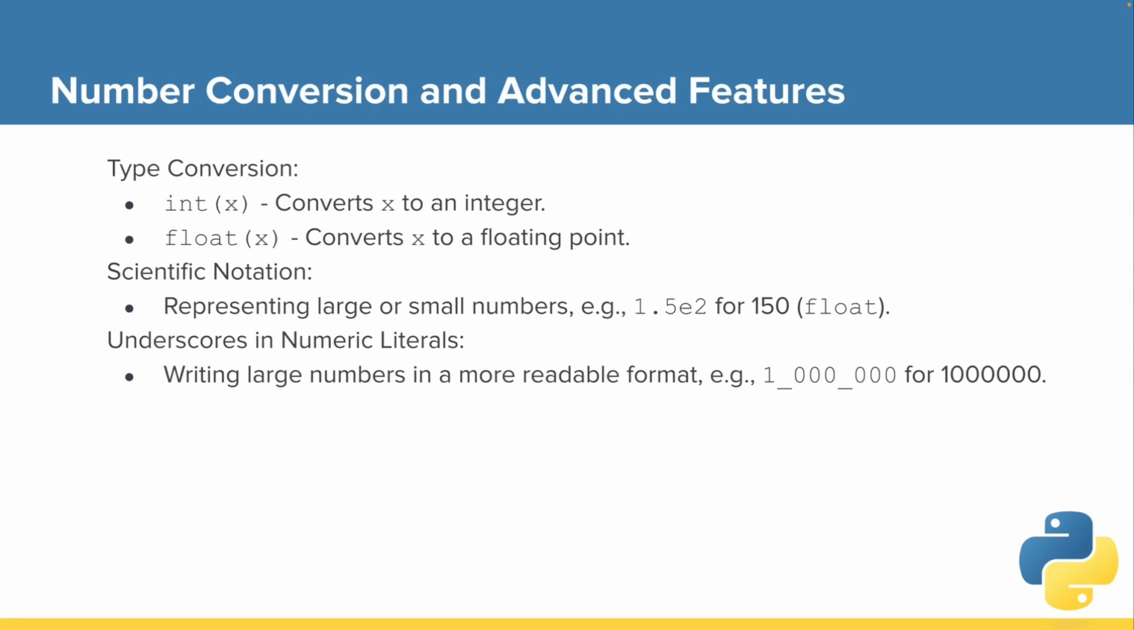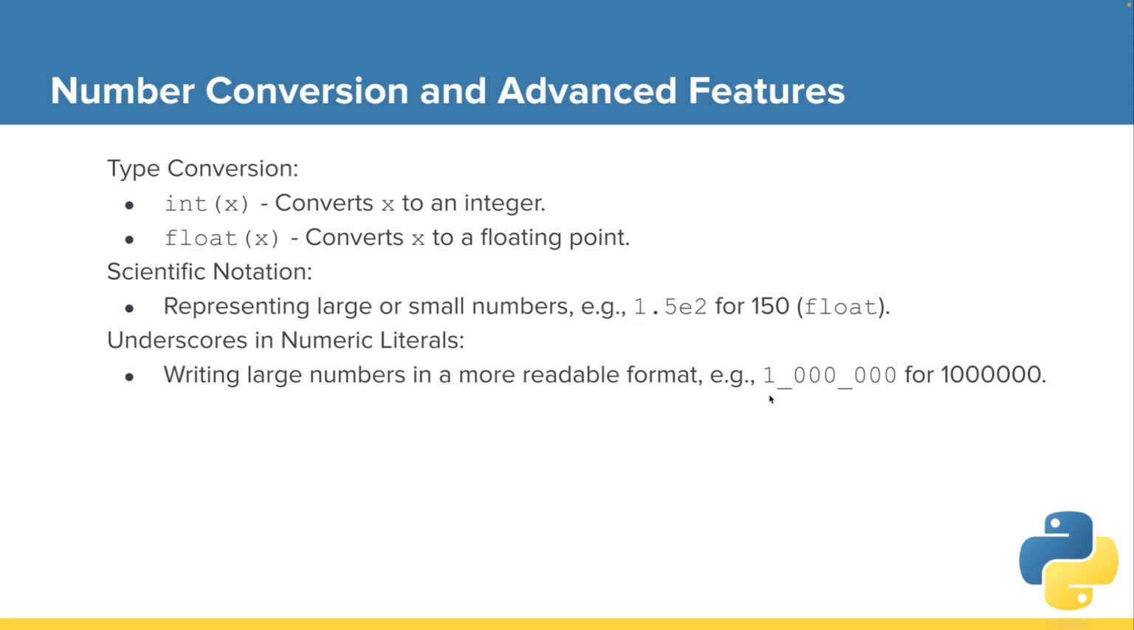The last bit that I want to highlight about numbers with Python is around type conversion. In other words, changing a variable between an integer and a float, as well as scientific notation and underscores in numbers. So scientific notation, we can type 1.5 e2. That's 1.5 times 10 to the second, which equals 150. If you're familiar with that type of writing, we can do that in Python. We can write the number this way and Python will understand it.